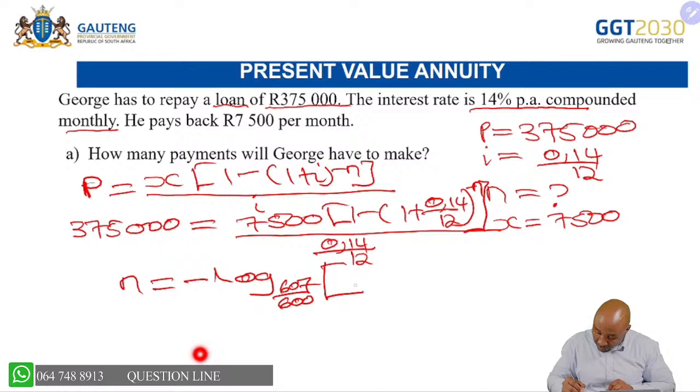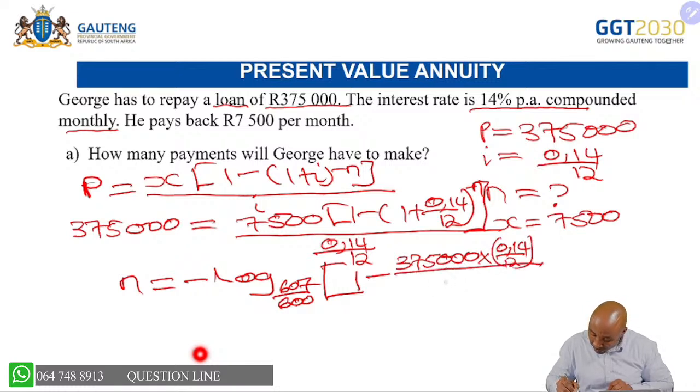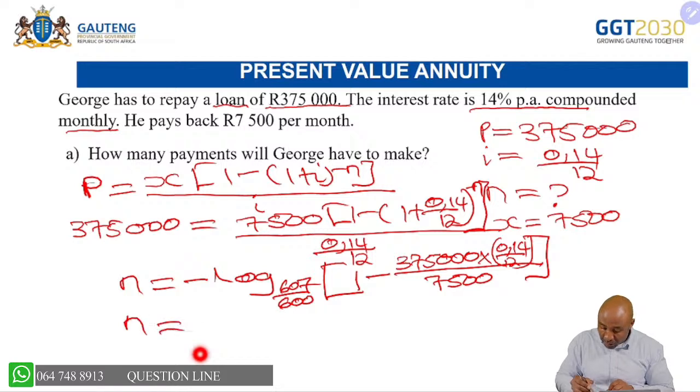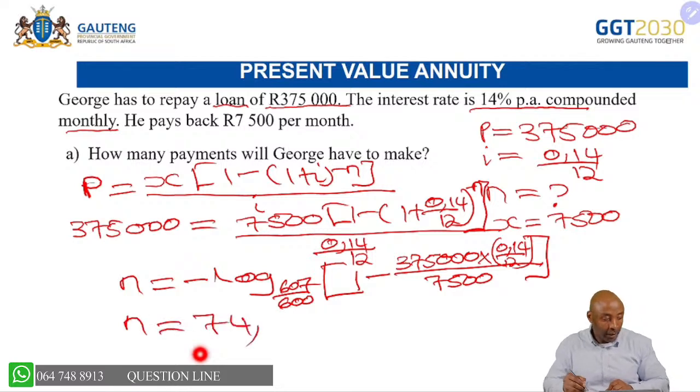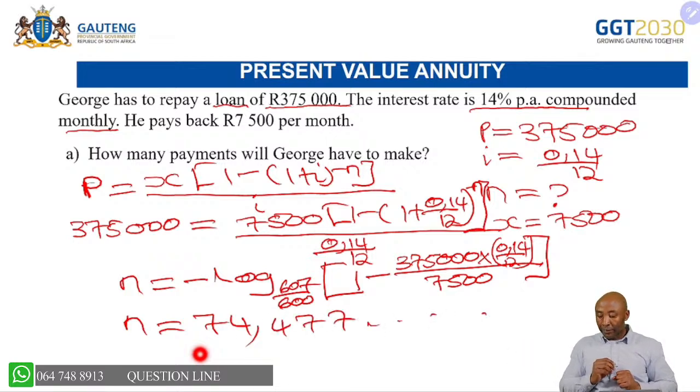When we simplify after rearranging, 1 minus P times I over X, that will give us 1 minus 375,000 times 0.14 over 12, over 7,500. Punch your equal sign on the calculator and you should get your N as 75,477. The question is, how many payments will George have to make? Sorry, it's 75, not 74.